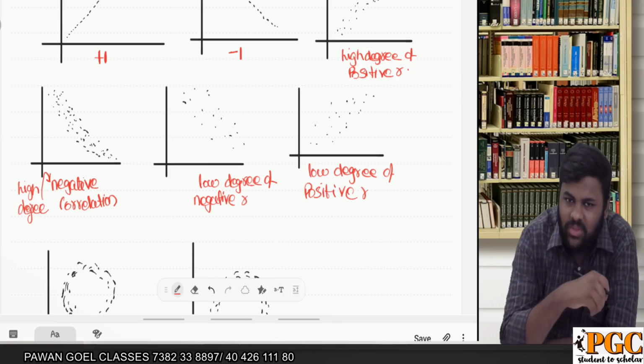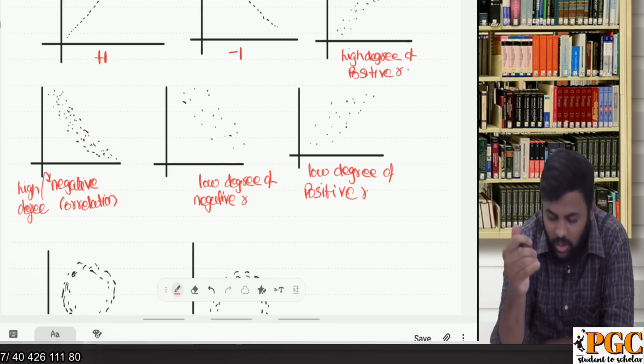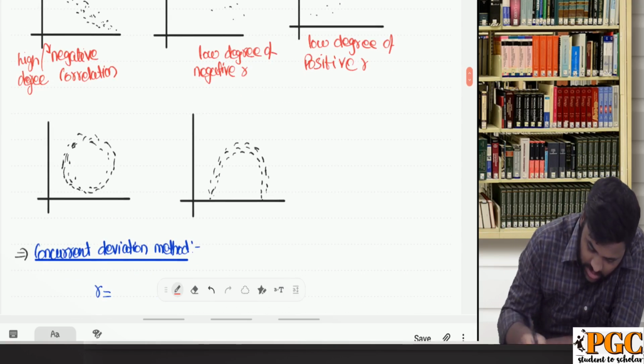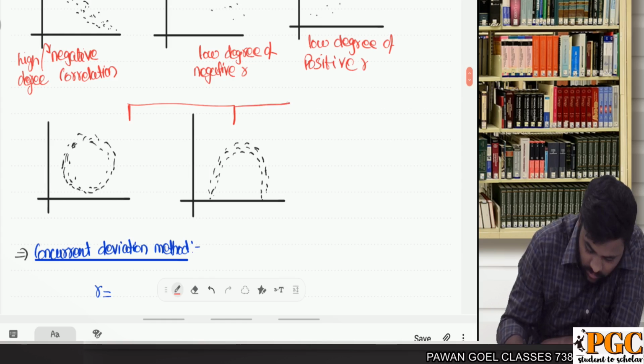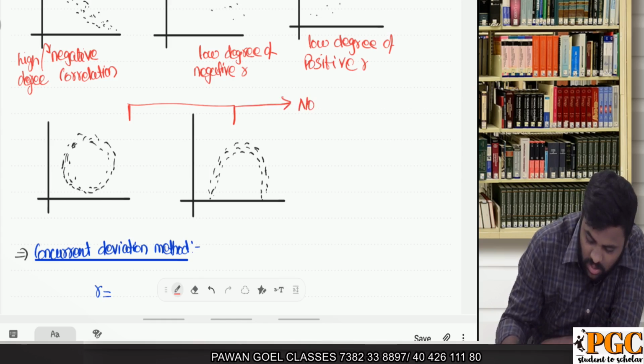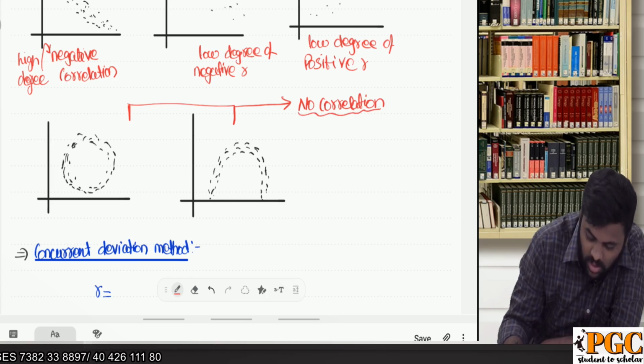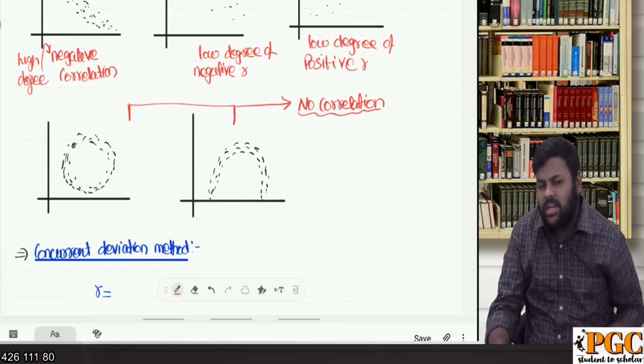In either of the cases we have low degree, but if they are moving upwards, positive, and if they are moving downwards, negative. In these two cases, my dear friends, we cannot say whether the points are moving from left to right or right to left. So in these two cases, there would be no correlation. Okay, so I hope the basic point is clear, my dear friends.